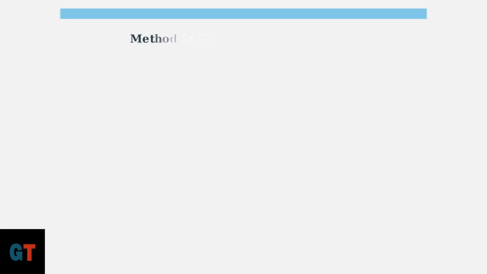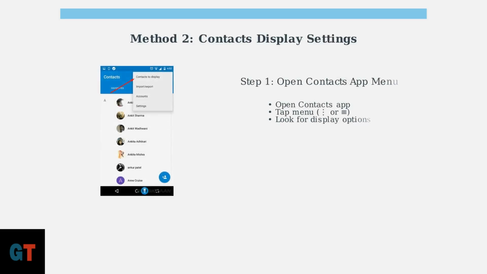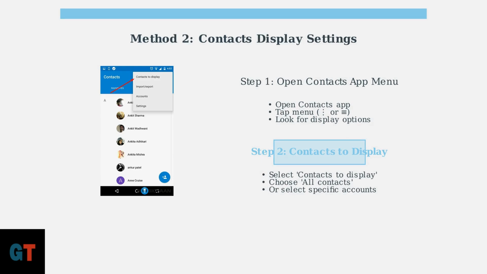Method 2. Check your contacts display settings. Sometimes contacts are hidden rather than missing. Open your Contacts app and look for the menu button, usually three dots or lines. Tap on it to access the settings. Find the Contacts to Display option. This is where you can choose which contact accounts are visible in your contacts list.